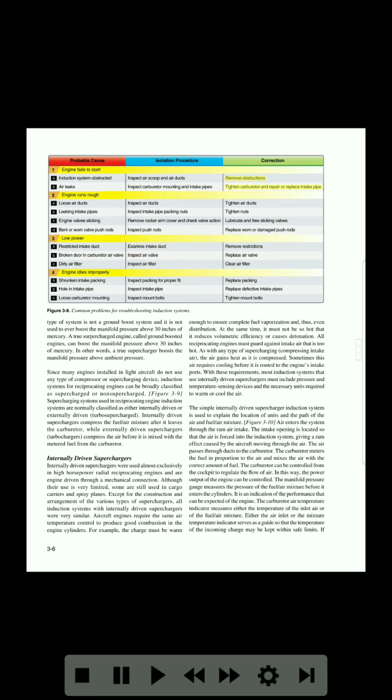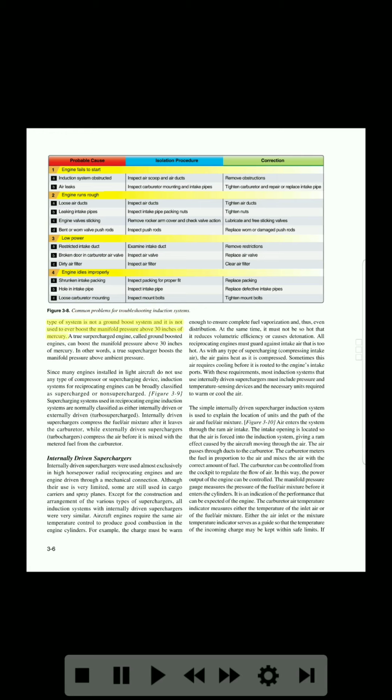Remove obstructions. Tighten carburetor and repair or replace intake pipe. Tighten air ducts. Tighten nuts. Lubricate and free sticking valves. Replace worn or damaged push rods. Remove restrictions. Replace air valve. Clean air filter. Replace packing. Replace defective intake pipes. Tighten mount bolts. Figure 3-8. Common problems for troubleshooting induction systems.